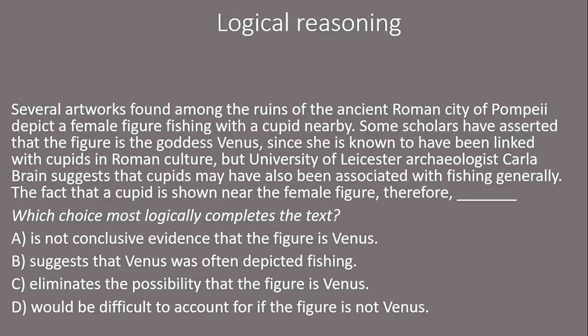Now, some scholars, based on these findings, concluded that the figure that has been found must be Venus, the Roman goddess. And why? Because the Roman culture associated cubeb with Venus, or in the Roman culture, Venus was associated with cubeb. Therefore, since there is a figure and it's a female figure with cubebs, it must be Venus.